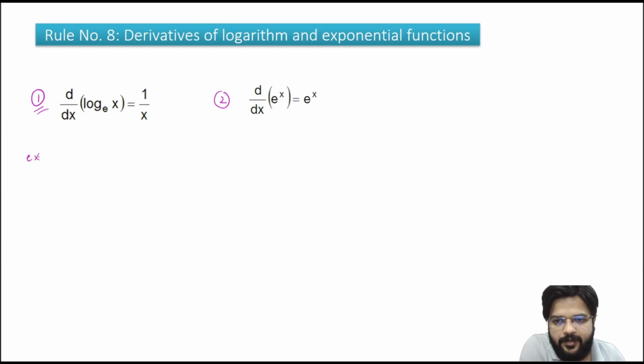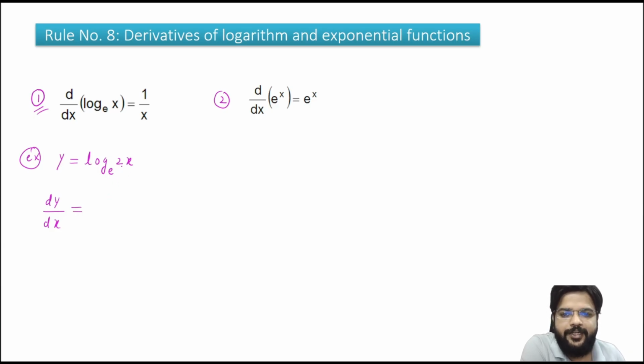Now see one example, everyone. Let's suppose we want to do the differentiation of log base e of 2x. The differentiation of log x is 1 by x, but now we have log base e of 2x. We want dy by dx, so I'm doing the differentiation of y with respect to x. Now we have log base e of 2x, correct? If we do the differentiation of the log function, then we will get 1 by 2x, correct? Now we will do the differentiation of 2x, everyone.